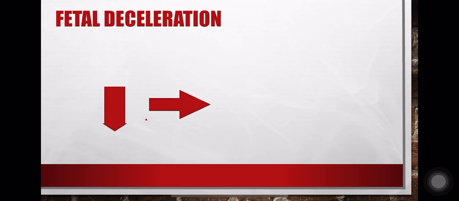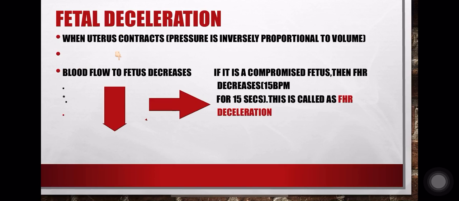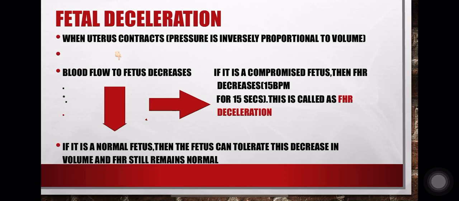Now we'll see about fetal deceleration. When the uterus contracts, the pressure inside the uterus increases. We all know that pressure is inversely proportional to volume. So, the blood flow to the fetus decreases. When the blood flow to the fetus decreases, if it is a normal fetus, then the fetus can tolerate this decrease in volume and fetal heart rate still remains normal. If it is a compromised fetus, then fetal heart rate decreases, that is 15 beats per minute for 15 seconds, and this is called fetal heart rate deceleration.